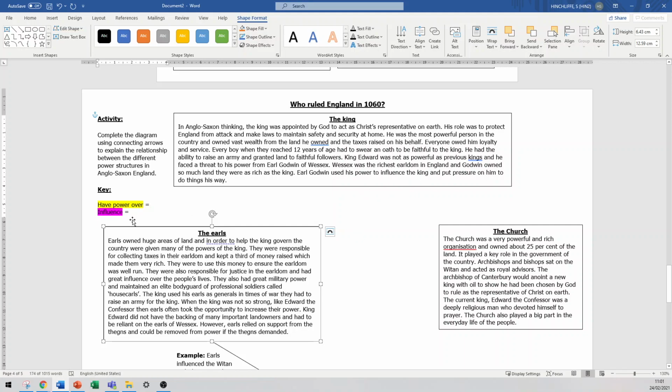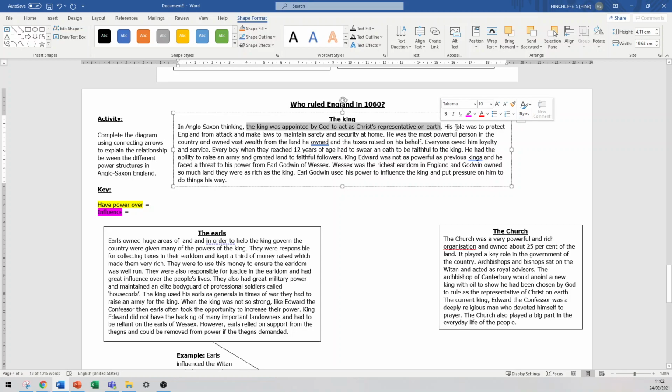So we've got examples of power and influence here. The main power: the king's appointed by God to act as Christ's representative on earth. That gives him lots of power because we know that people are very religious at this time. He's the most powerful person in the country. He owns vast wealth from the taxes and land that he owns. Everyone owed him loyalty and service. That's power. People at the age of 12 had to swear an oath of loyalty to him. Power. Ability to raise an army. Power.